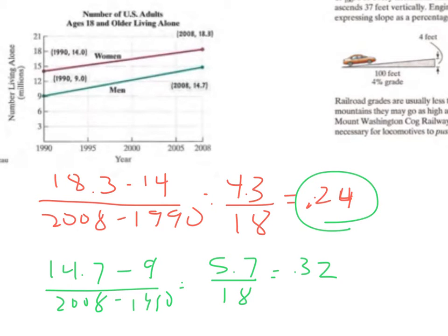So what these slopes mean is that women increased at 0.24 million living alone, where men increased 0.32. So men living alone has increased more over that same time period compared to women. The steepness of it, or the rate of change, is greater for men.